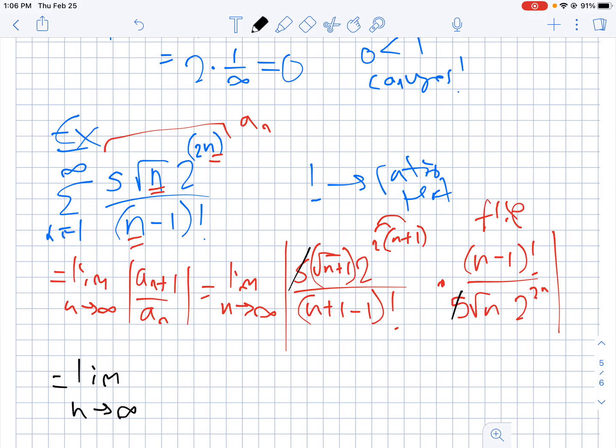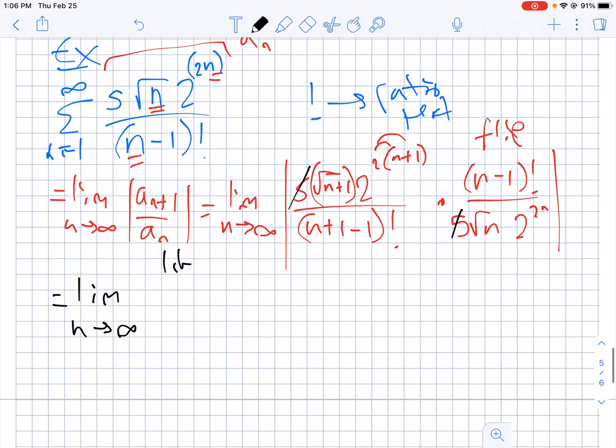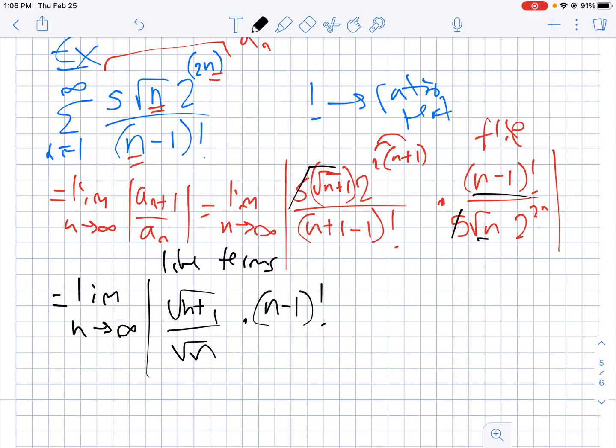All right, so now again, I want to line up my like terms. I want to make sure my like terms are together. So I'm going to put the root n plus 1 and match that up with the root n here. And n minus 1 factorial, I'm going to match that up with n factorial, oh, that actually cancels, which is nice. That's just n. And then when I have 2 to the 2 times n plus 1, I distribute that out. So that's 2 to the 2n plus 2. And on the bottom, I have 2 to the 2n.